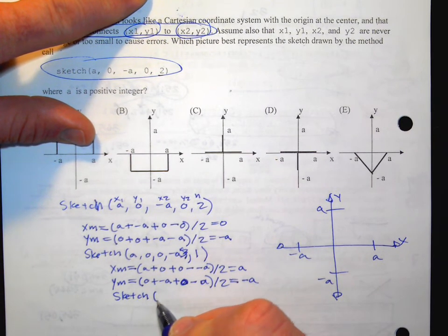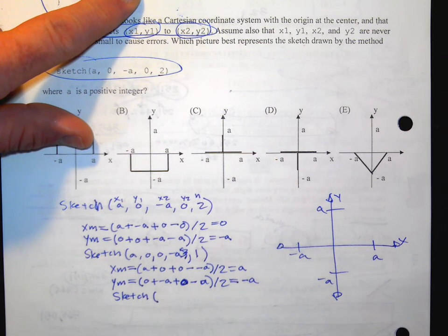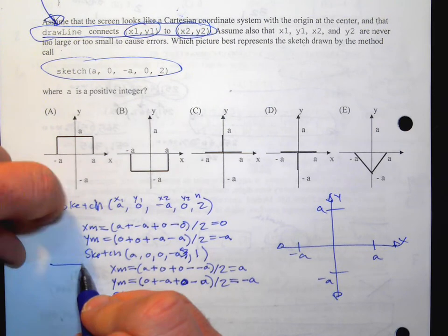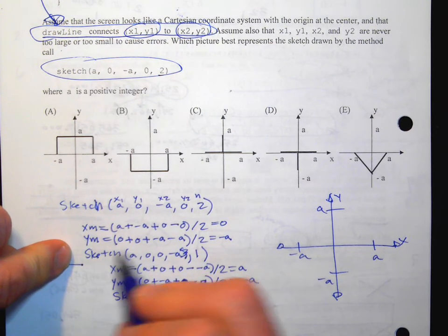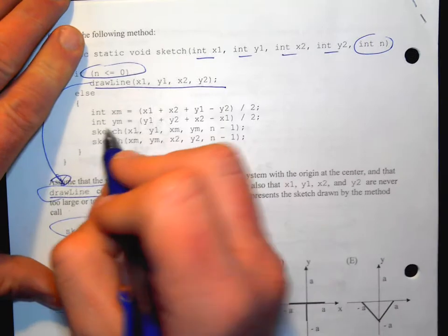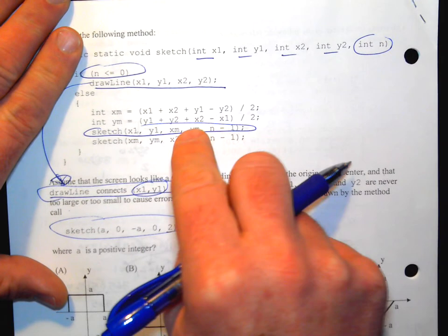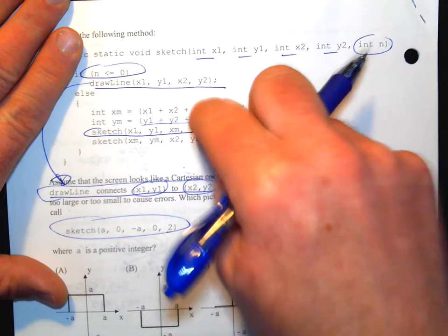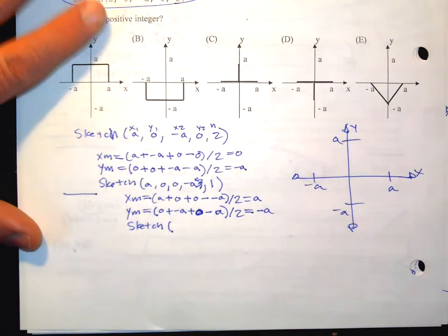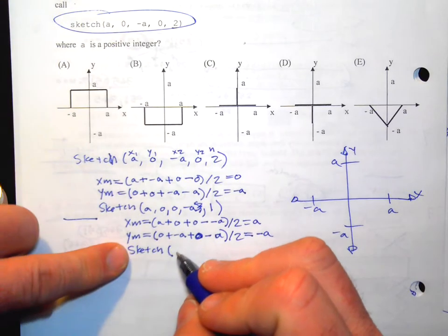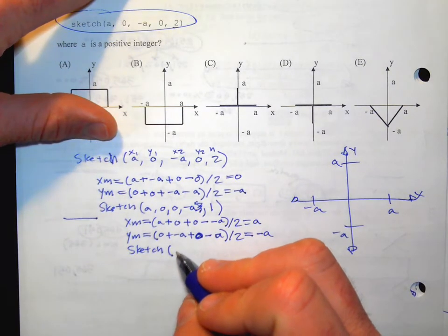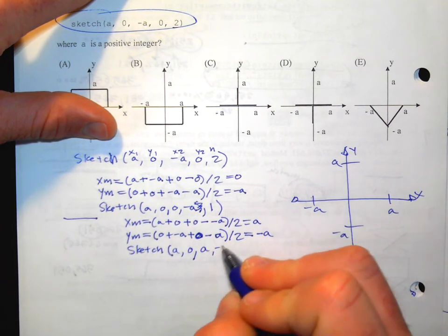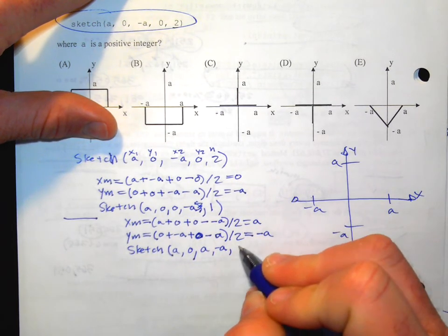After you call this, there's still another call to sketch after this. But right now, I'm only doing this first call every time I go through. I haven't gone here because this isn't going to happen until that's finished, and this doesn't finish until it's all wrapped up. So this calls sketch, and it calls x1, y1, so a, 0, and then xm, negative a, and then it decreases the n value by 1 to 0.